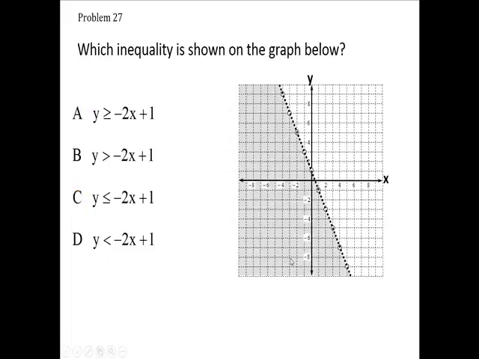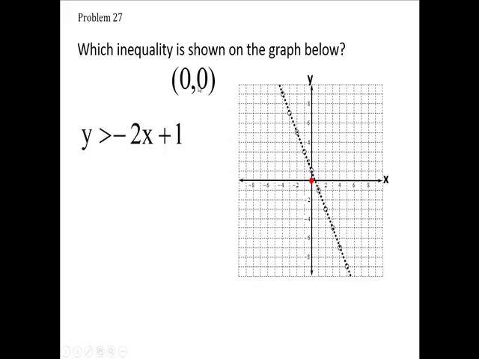Coming back to my original, it is a dashed line, but is also shaded in on this part of it. So I'm going to pick a point, the origin, which is part of my shaded in portion here. There's your origin, and we're going to test the origin out in both the answers B and D and see which one works. Let's pick the one where y is greater than negative 2x plus 1 first, and we're going to put in the origin.